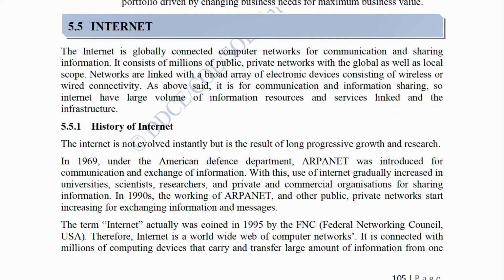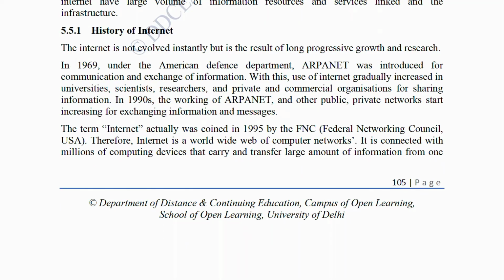5.5.1 History of Internet. The Internet did not evolve instantly, but it is the result of long progressive growth and research. In 1969, under the American Defense Department, ARPANET was introduced for communication and exchange of information. With this, use of the Internet gradually increased in universities, scientists, researchers, and private and commercial organizations for sharing information. In the 1990s, the working of ARPANET and the other public-private networks started increasing for exchanging information and messages. The term Internet was actually coined in 1995 by the FNC, that means Federal Network Council, USA.